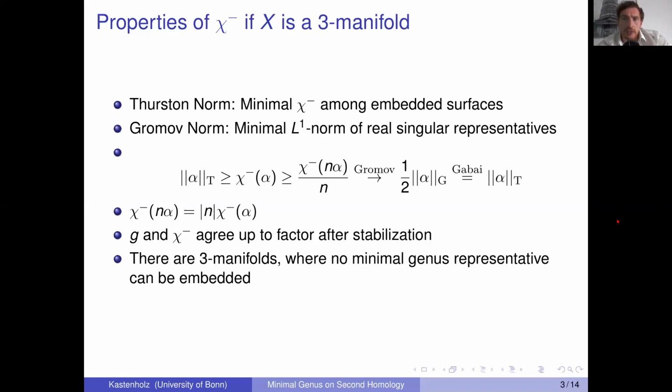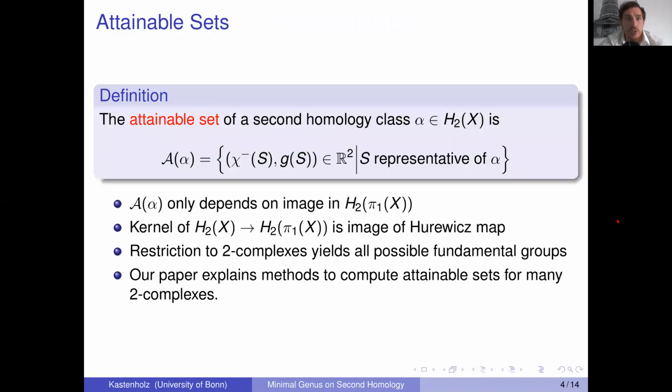So in particular, just in this very easy case of free manifolds, you can already see that there's quite a distinction between minimal genus and minimal chi minus, even though the invariants are quite related. In order to capture this difference between the minimal genus and minimal chi minus, we define what we call the attainable set. So the attainable set is a subset of R2, or rather of Z times 2Z, associated to a second homology class, where we take all possible pairs of values chi minus comma genus for every representative.